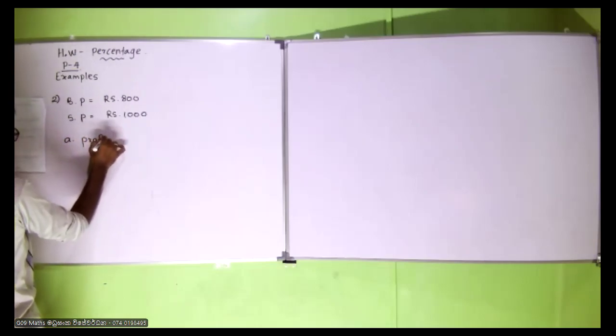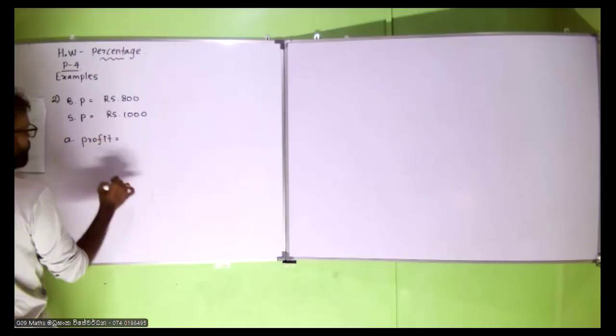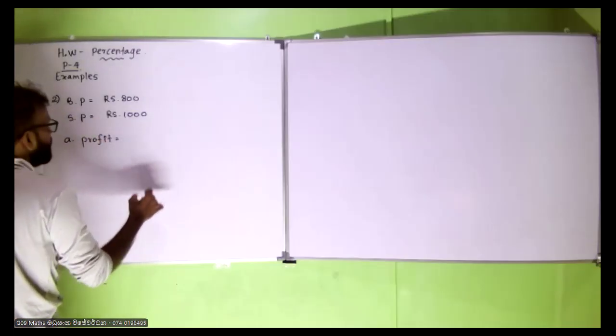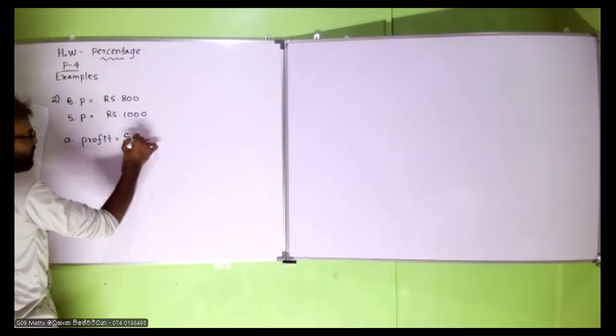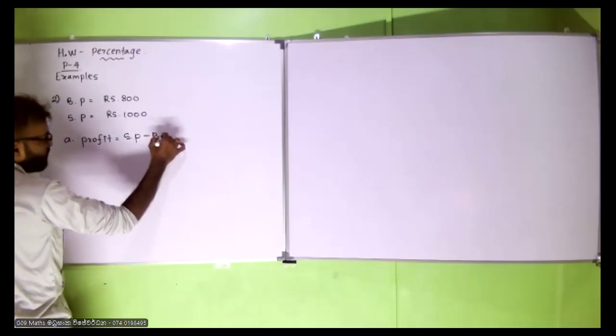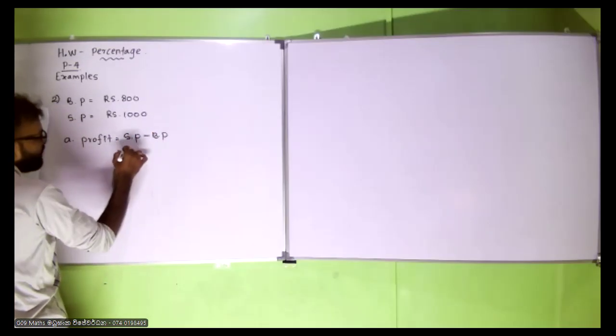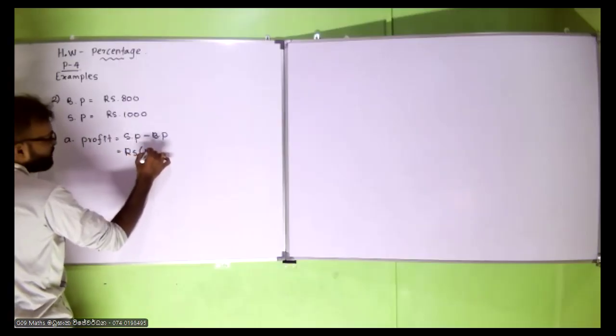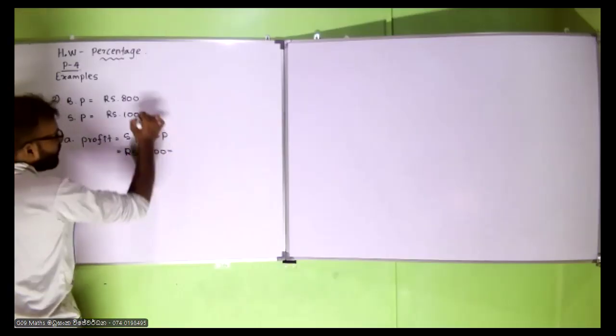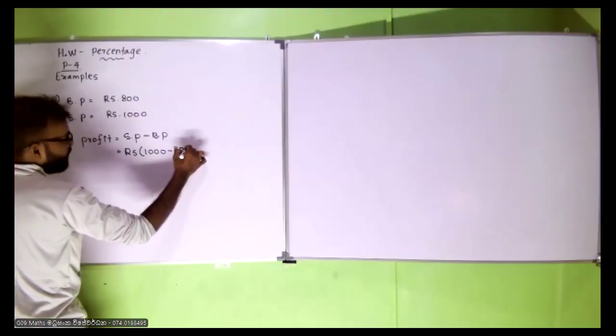They are directly asking what is the profit. You know how to calculate the profit. Selling price minus buying price. Selling price is 1000 rupees. Buying price is 800.